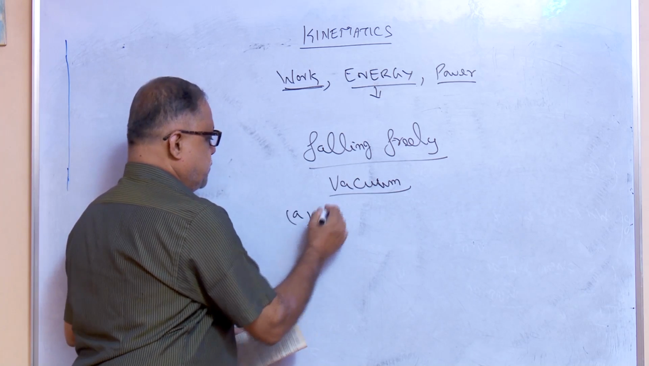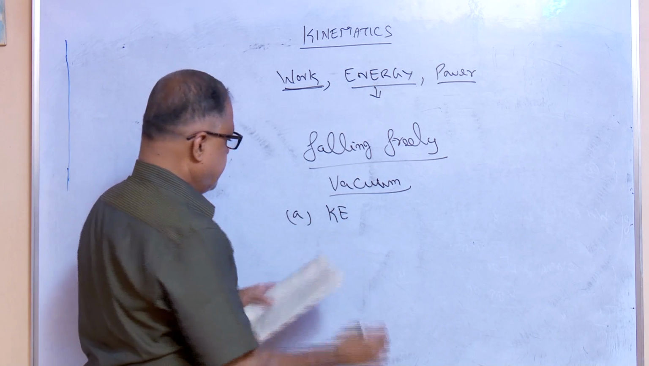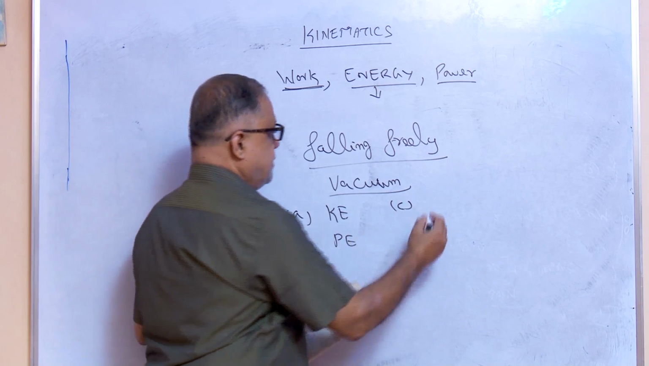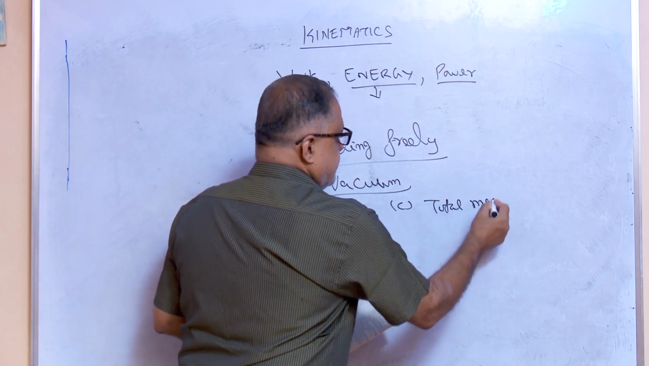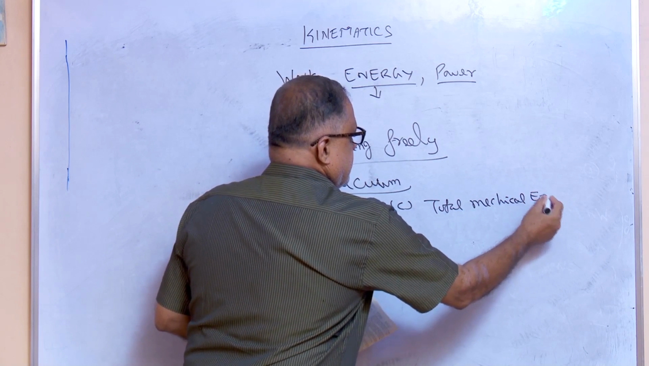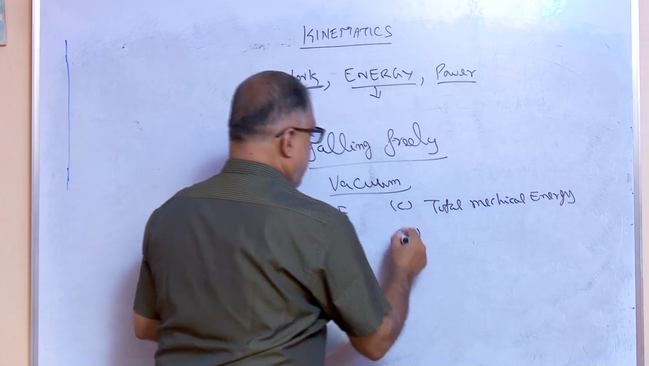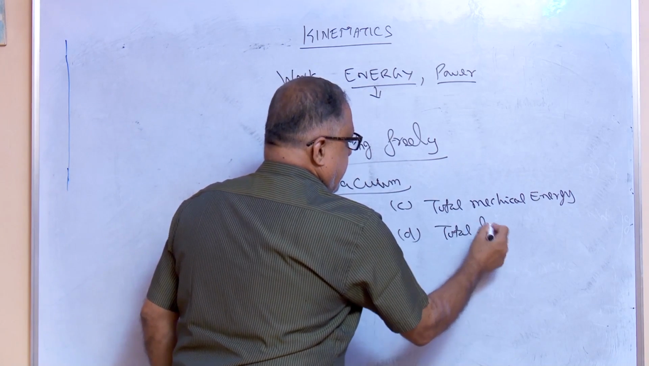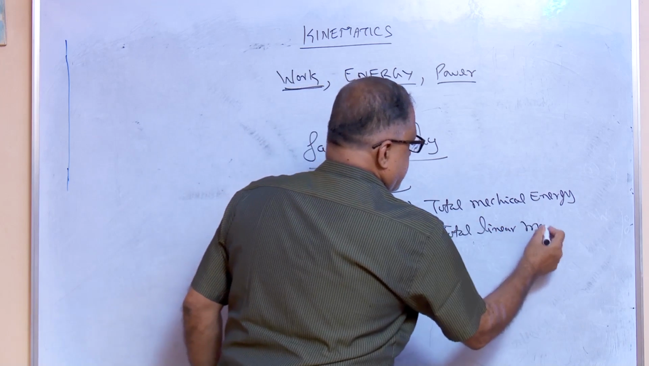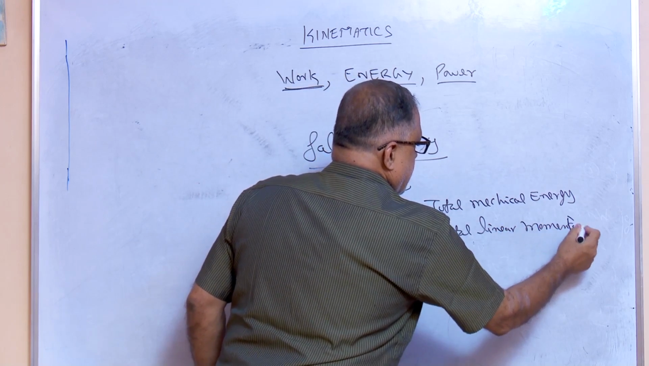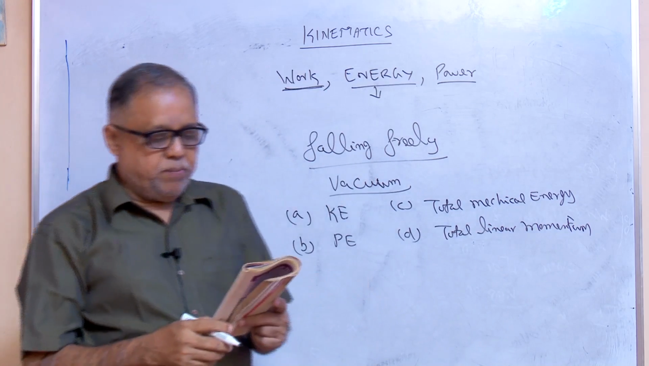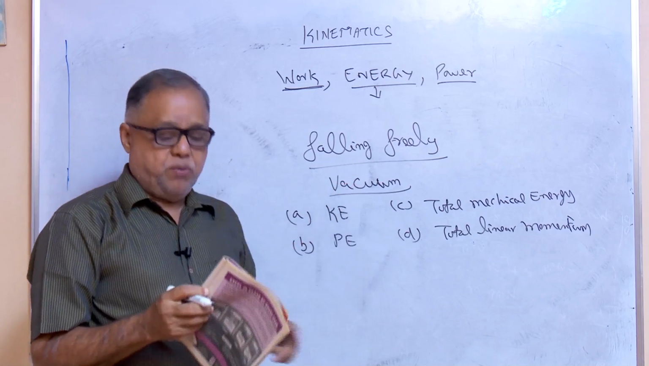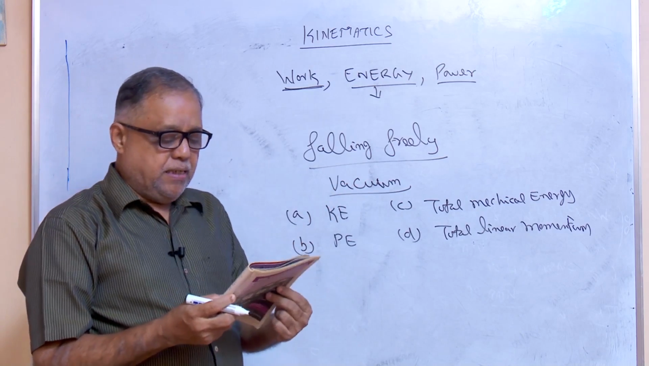They are given the options. First one, kinetic energy, and second one, potential energy, and C, total mechanical energy, and D, total linear momentum. So once again I will repeat the question for you. A body is falling freely under the action of gravity alone in vacuum. That is very important. Which of the following quantities remain constant during the fall?